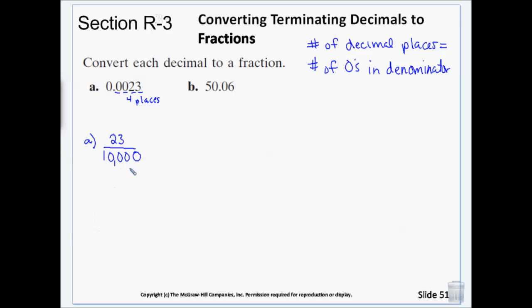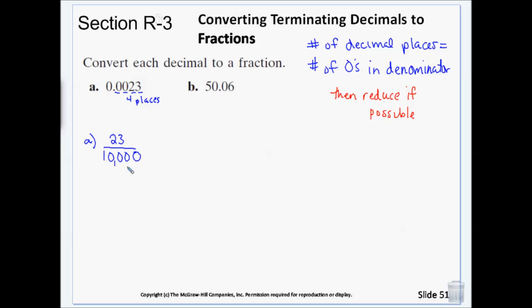Now I need to determine if this will reduce or not. So 23 is an odd number, and 23 is prime. But if you didn't know that 23 is odd, 10,000 is even, so they will not both divide by 2. So, you know, all even numbers divide by 2.